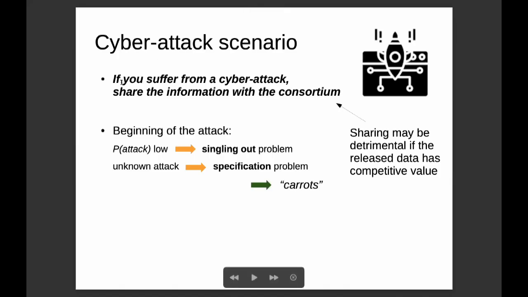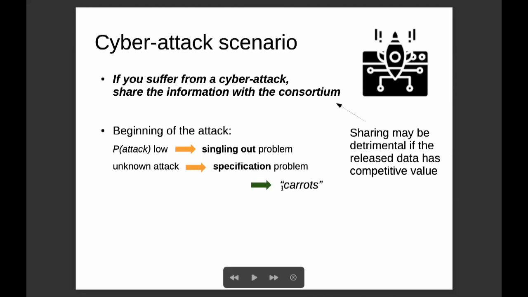If you suffer from a cyber attack, share the information with the consortium. At the beginning of the attack, the probability of attack is low, so there is a singling out problem. Also, the attack is not really known, so there is a specification problem, although in this case at the level of applicable conditions. Carrots in this case serve better.